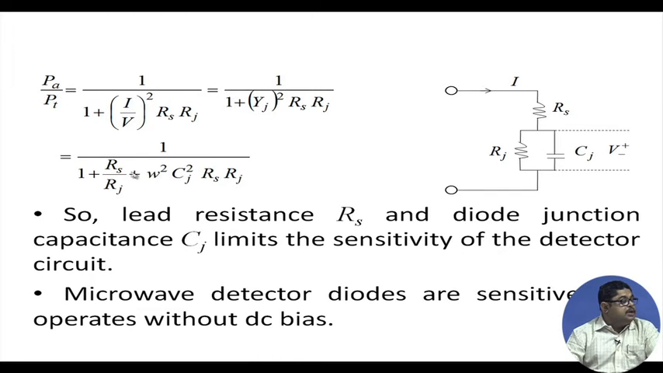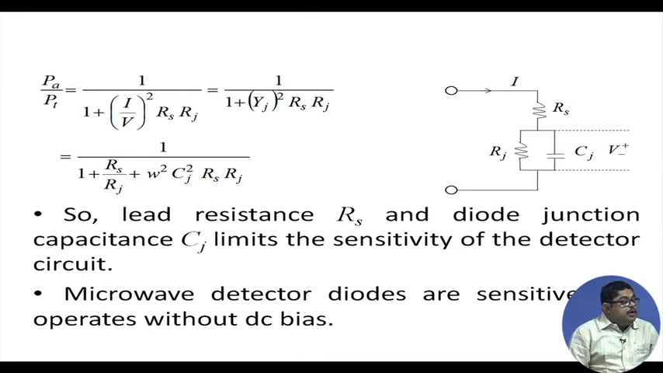So, the lead resistance R_s affects the power that you can finally get. You see, our idea is to make this ratio as high as possible, so that our detection sensitivity increases. So, you should make R_s small, so that we get this ratio high. So, the lead resistance should be as small as possible, and also the diode junction capacitance should be made small, so that this ratio becomes high.